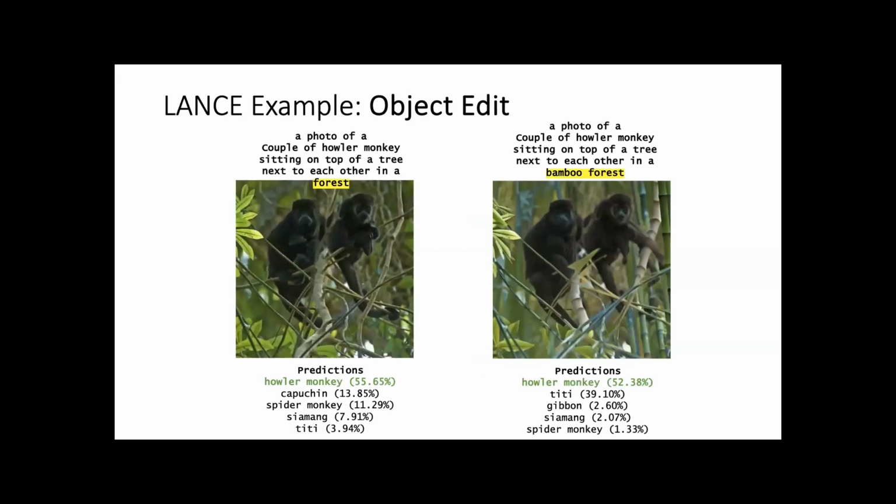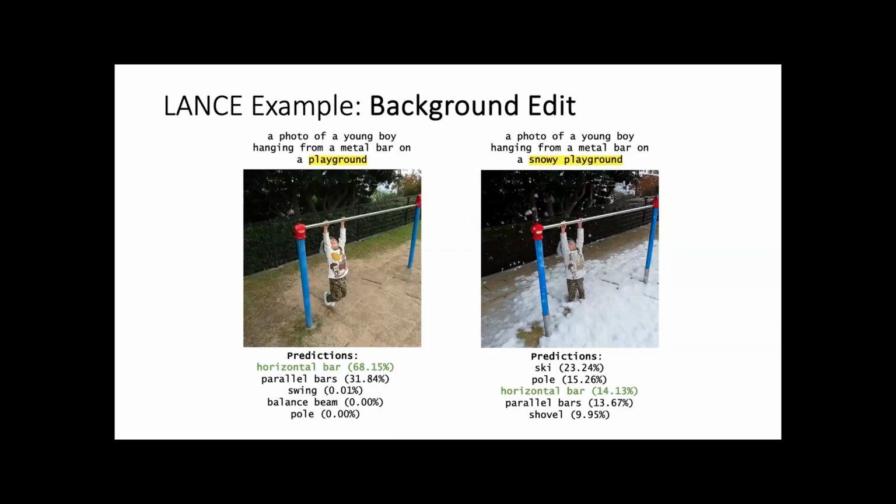Here's an example of an object edit. So these are, again, a howler monkey, and the modification here has been changing from a forest to a bamboo forest, and this resulted in very minimal change. This is not something the model was as sensitive to. Here's a background edit where it went from a playground to a snowy playground. Interestingly, not only did the correct predicted class of horizontal bar become lower, but you start predicting, or hallucinating, classes like ski and pole. So you can find persistent correlations in the model in a couple of different ways.